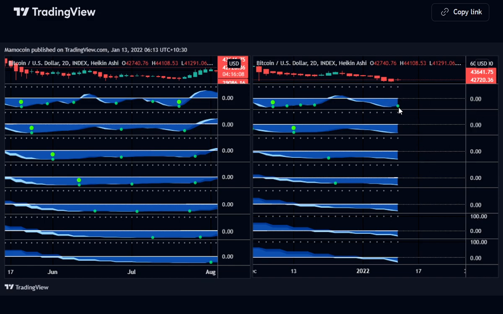So we can see we have that daily green dot at the moment. We also open that 2-day, the 3-day, the 4-day, and the 6-day candles tomorrow. So we can look for possibly green dots on the 2 and the 3-day.